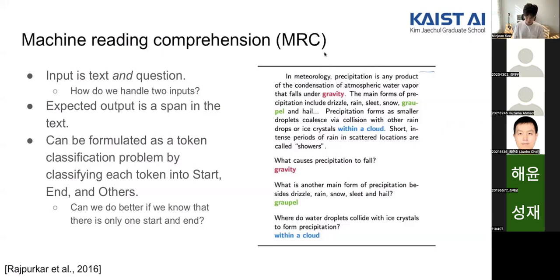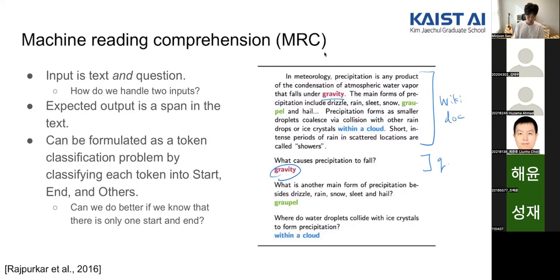There we go. So this is the Wikipedia document. And then you give a question which can be answered by reading the document. And then the answer is gravity. So what causes precipitation to fall? It's gravity. So now the setup is a bit different, right? Because now we don't have just one input, but we have two inputs, question and the Wikipedia document.